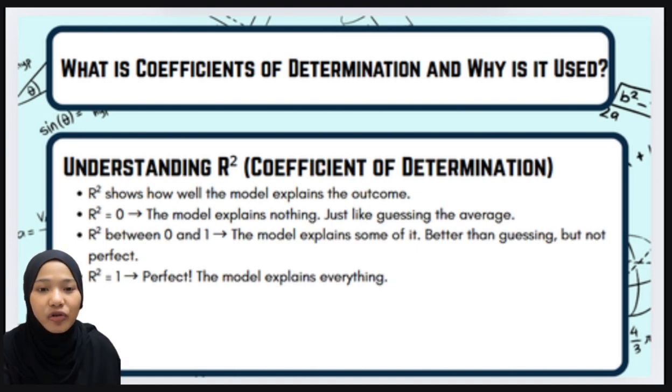Understanding R square, the coefficient of determination. R square shows how well the model explains the outcome. R square equals 0, so the model explains nothing, just like guessing the average. R square between 0 and 1, the model explains some of it, better than guessing but not perfect. R square equals 1, that is the perfect number, the model explains everything.